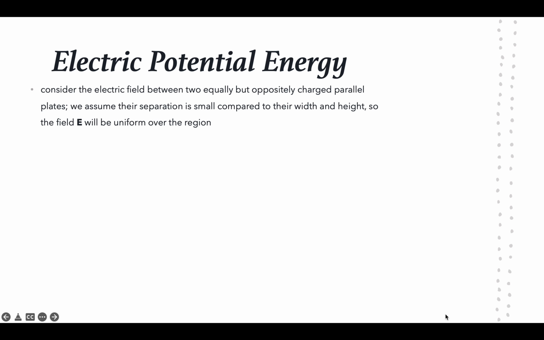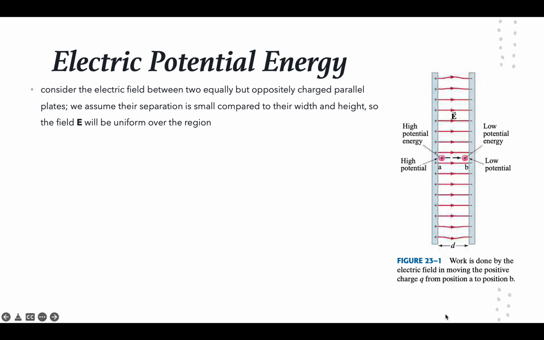So let's look at two equally charged parallel plates. One side of the parallel plate is positively charged, the other side is negatively charged. We assume their separation is small compared to their width and height, so that we can assume a constant electric field between the plates. Now let's take a tiny positive charge and place it at point A, right about here.